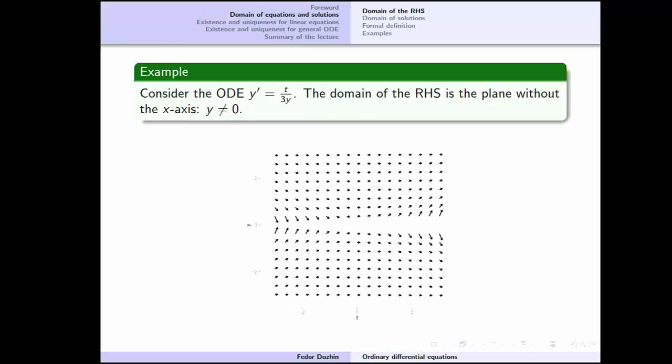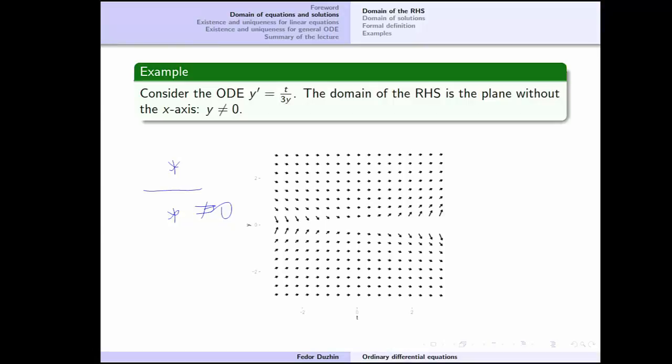Okay, in the next example, here the right hand side is t over 3y. There is no logarithm or square root, but there is a division, right? And you know that whenever there is a division, then the denominator, of course, must be non-zero. You cannot divide by 0. So here, the only restriction on the domain is that y cannot be 0. So hence the domain is going to be the plane without the line y equals 0.